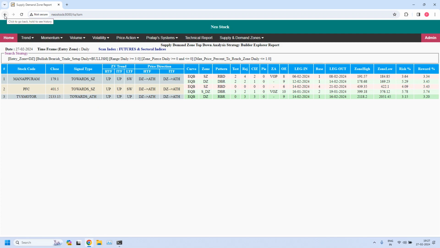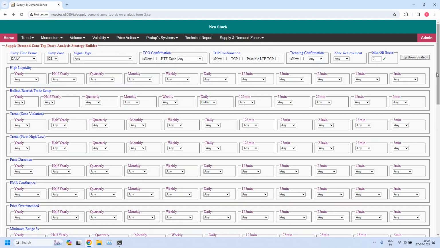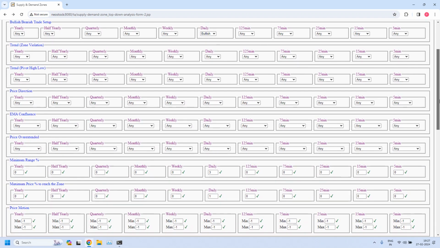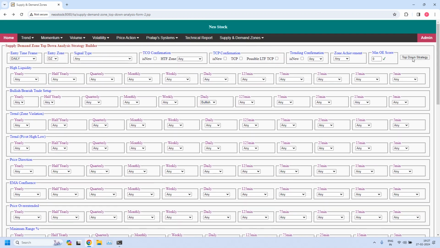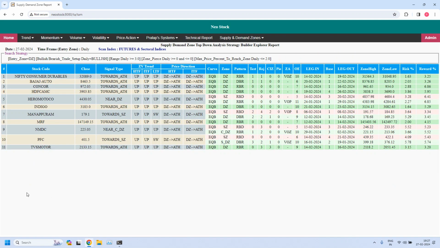That's why we will go back to the strategy builder, and here let us change 1% to 2%. That means we are going to filter the stocks at least 2% near to the daily demand zone. Now 11 stocks are filtered. That means if tomorrow's price goes down by 2%, we may get entry in one of these stocks.